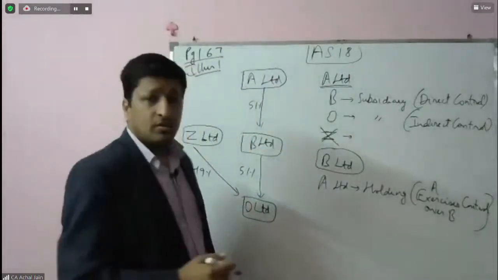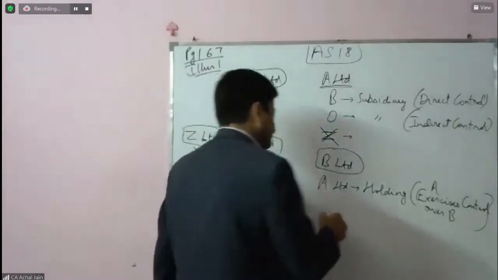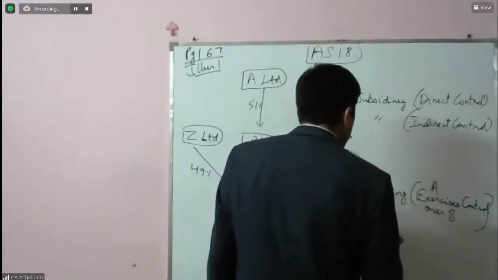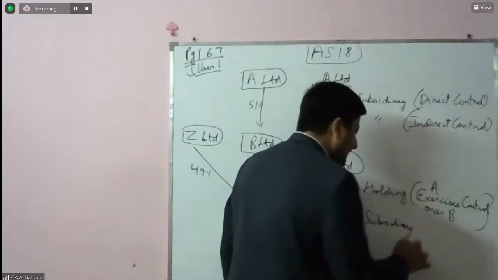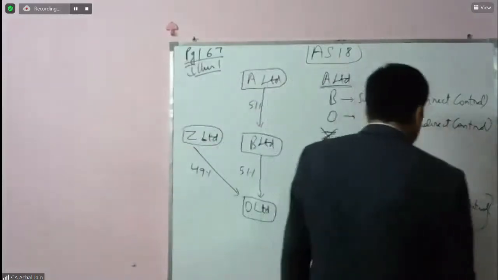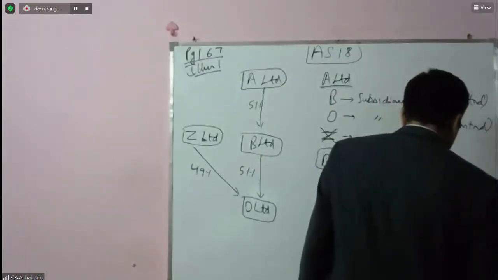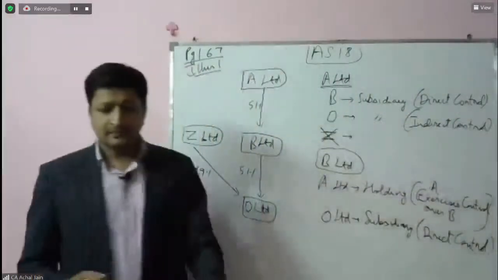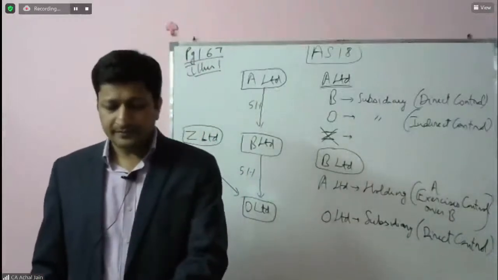Next is O. O is clearly a subsidiary of B. O Limited, and O is what? Subsidiary. And in this subsidiary, O has got direct control. Clear? Yeah. O has got direct control over this subsidiary.